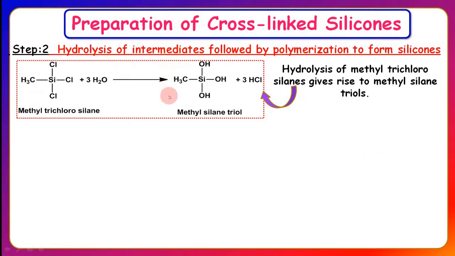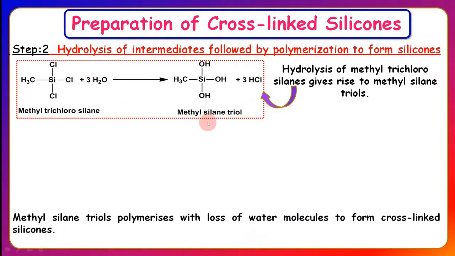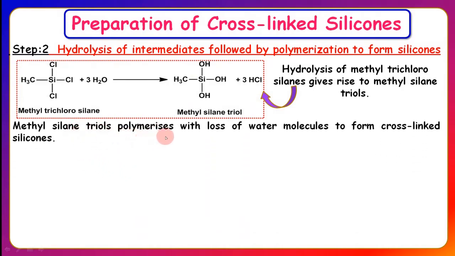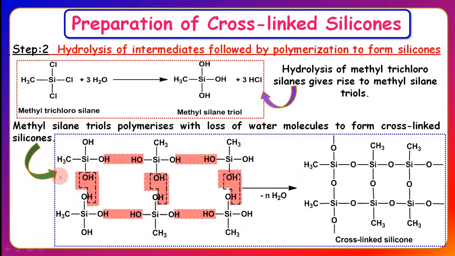Let us understand about the preparation of cross-linked silicone. The intermediate that is required for preparation of cross-linked silicone is methyl trichlorosilane. This on hydrolysis gives methyl silane triol. These methyl silane triols polymerize with the loss of water molecules to form cross-linked silicones as shown in this picture. In cross-linked silicones, you can observe the Si-O-Si linkages in the horizontal direction as well as in the vertical direction.